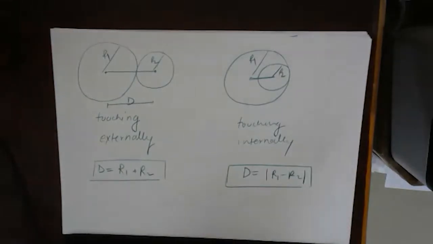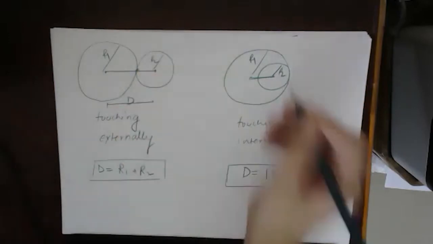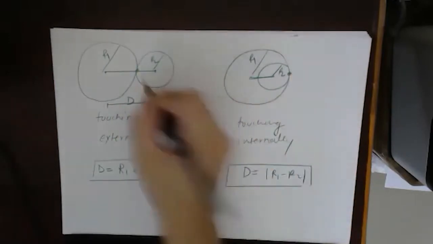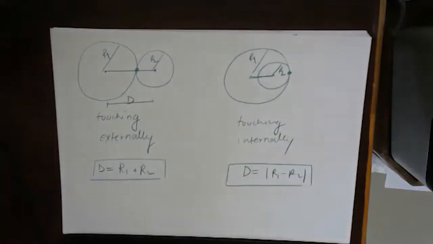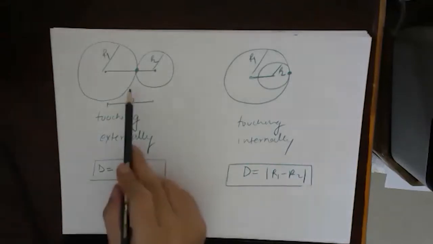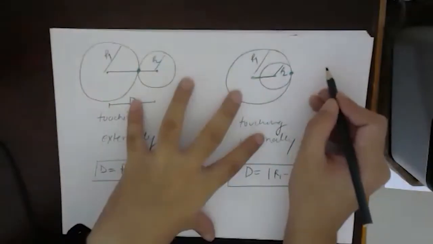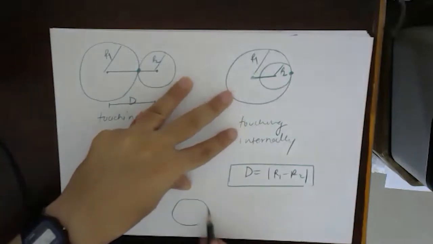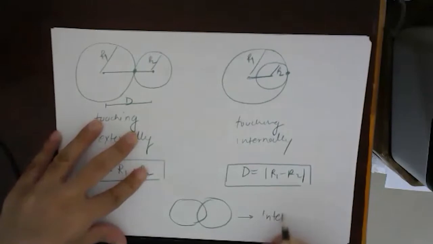These are the conditions for circles touching each other. Remember, if the circles are touching each other, it will only be at one point. Touching means only at one point. It is a very specific term. Touching means this or this. This is not touching. This is intersecting.